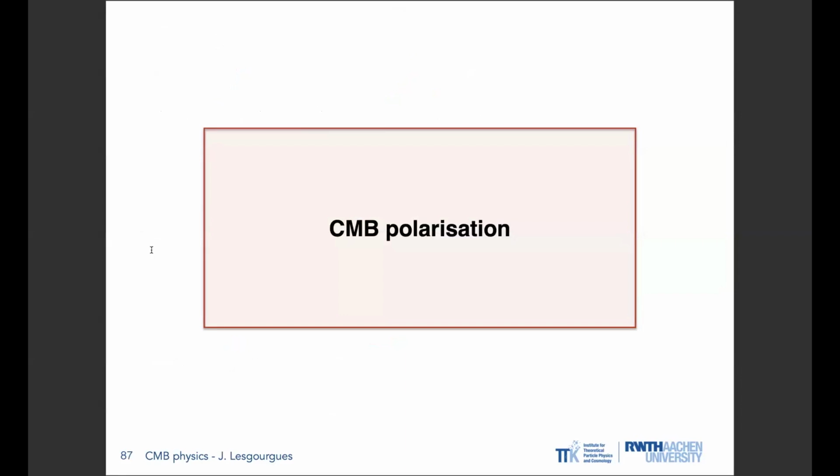So in the next lecture, we will become much more qualitative. We cannot give details on everything. So for the temperature, I tried to give quite some details. Then we will become much more qualitative and understand why there is polarization intuitively, and then why tensor modes leave an imprint. And then if there is time, we will talk a little bit either about CMB spectral distortions or CMB lensing.